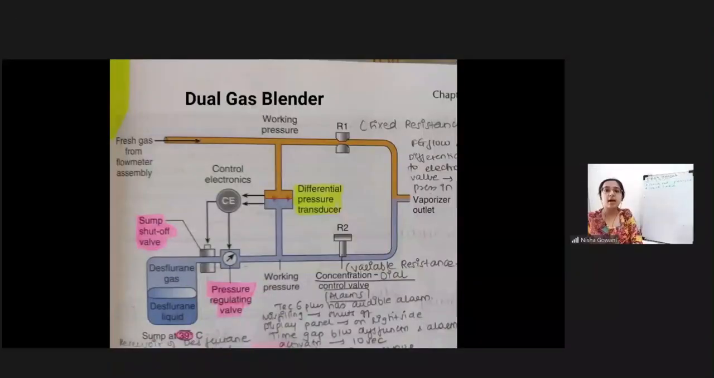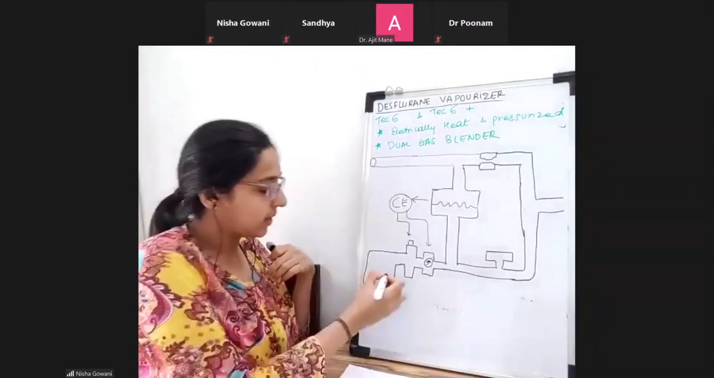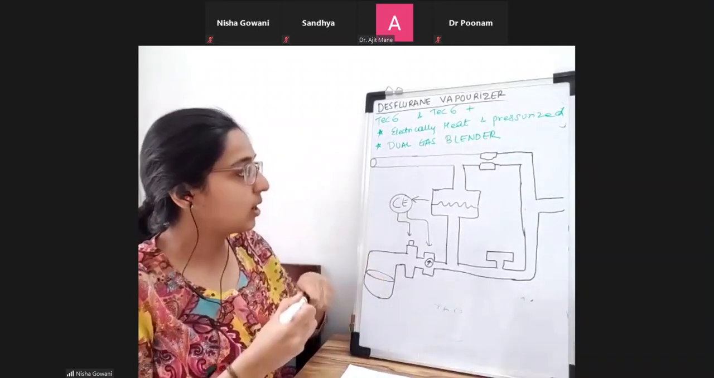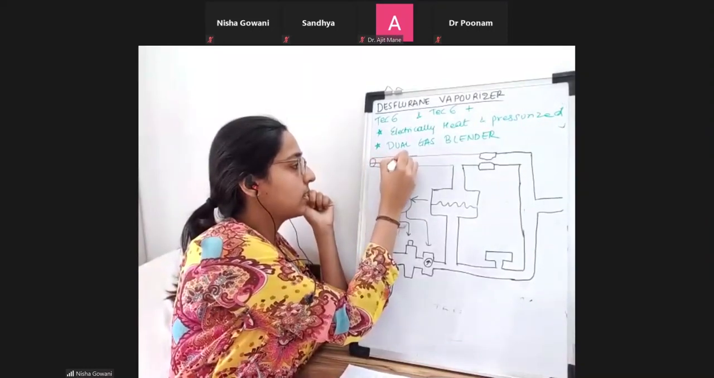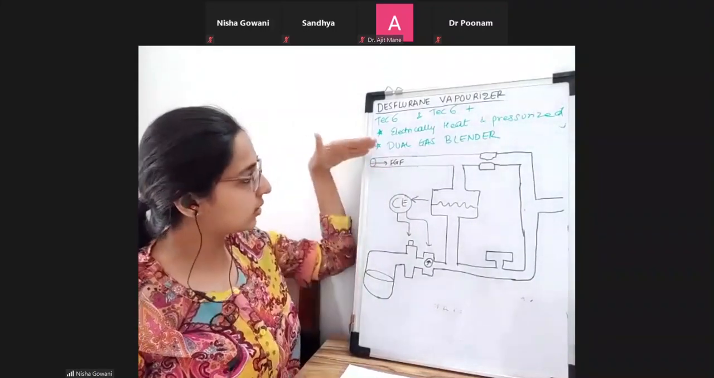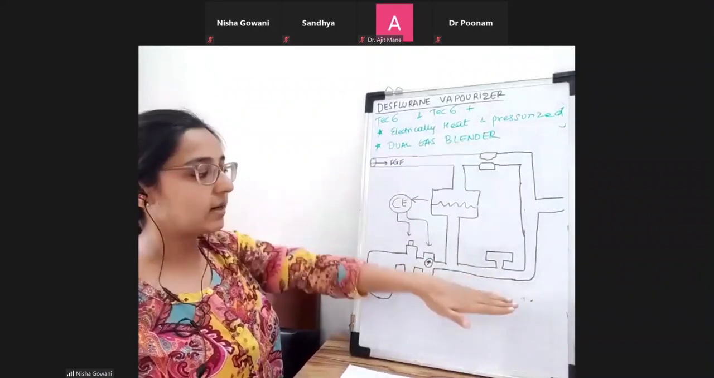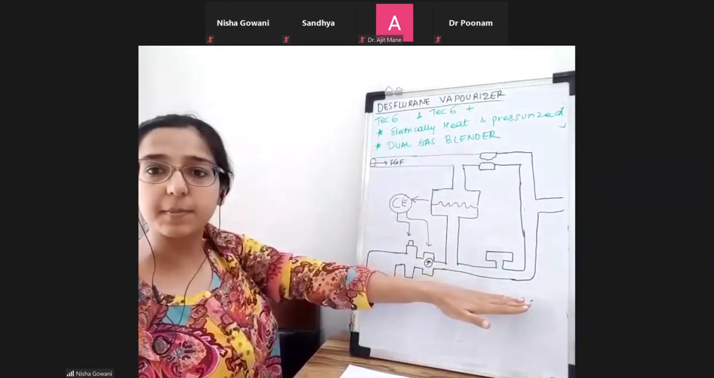Okay, so this image, I have taken it from Miller's. So this is the structure of the desflurane vaporizer from inside. First we'll understand what are the different parts. Over here, this is the inlet for the fresh gas flow. The fresh gas flow from the flow meter enters in. There is one circuit over here, and one circuit over here. So there are two parallel circuits. This is the fresh gas circuit and this is known as the vapor circuit.